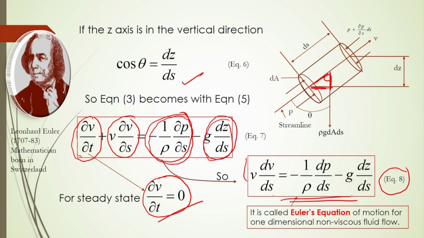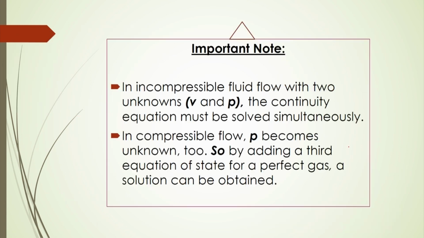Now, this form of equation 8 is called Euler's equation. Euler was an eminent mathematician born in Switzerland, and he derived this equation earlier. So, as per his name, it is represented as Euler's equation.